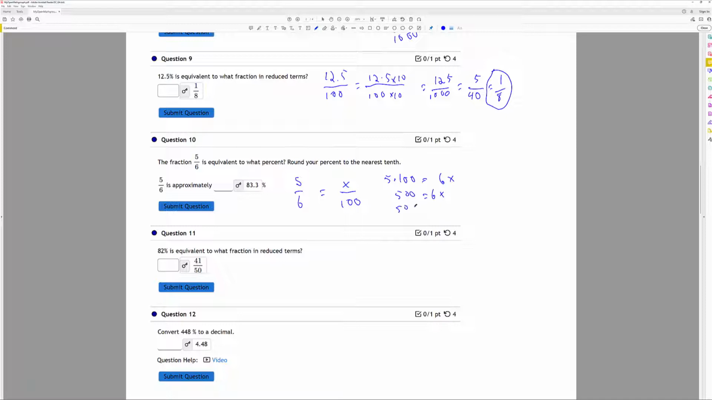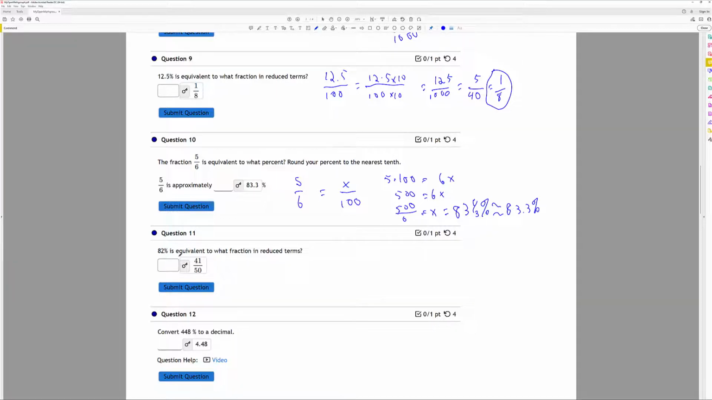500 divided by 6 is equal to x, which is equal to 83 1/3%. Or round it approximately to the nearest tenth and make it approximately 83 1/3%. Next one here is: equivalent to what fraction in reduced terms?